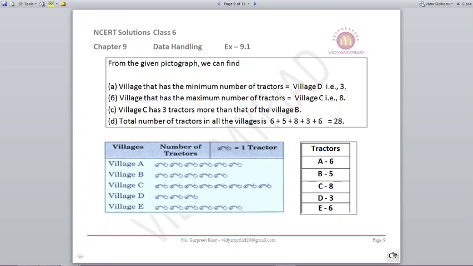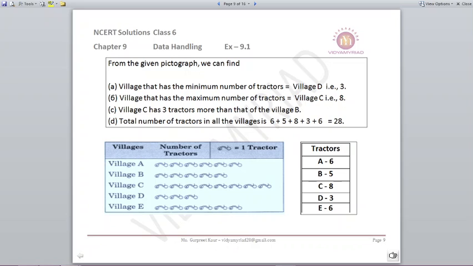Now if you see over here, each tractor symbol is one tractor. So for village A we are showing 6 tractors. Village B has 5, village C has 8, village D is 3 and village E is 6. So all these numbers we have found with the help of these symbols. Now the question is, which village has the minimum number of tractors? Now see which is the minimum number? 3. So 3 is representing village D.